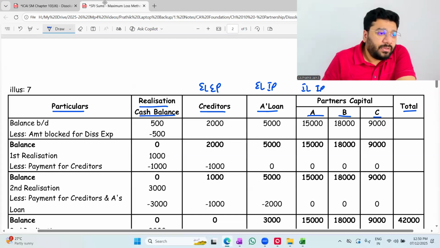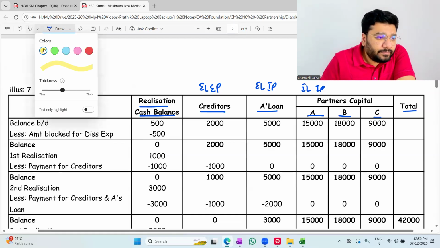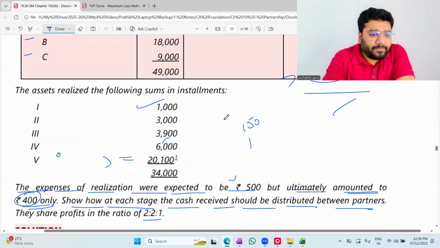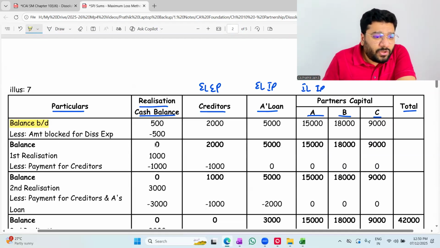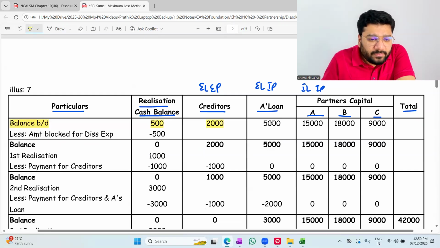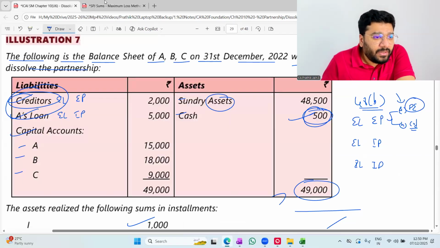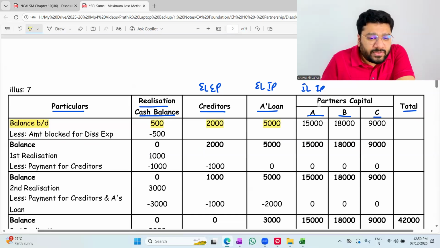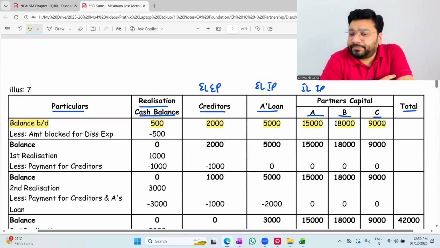Then what will I do? Sir, we have to note down all the balance brought on. So tell me the balance brought on, people. For cash, what is the existing balance? 500. So in the cash column, write 500. What is the creditors amount? 2,000. ACE loan, 5,000. Capital is 15,000, 8,000, 9,000. Note it down.